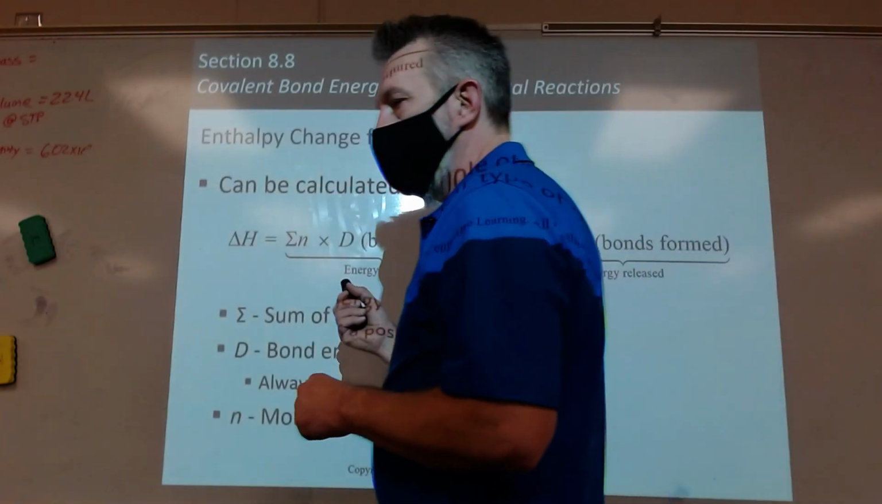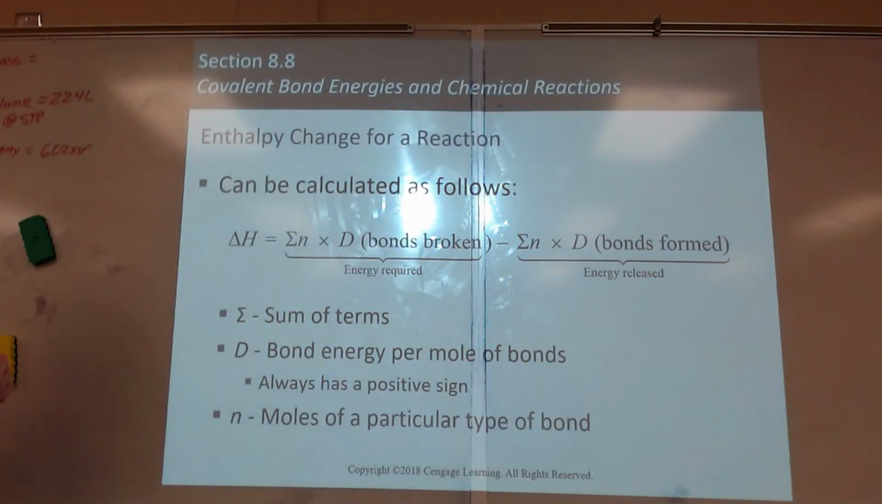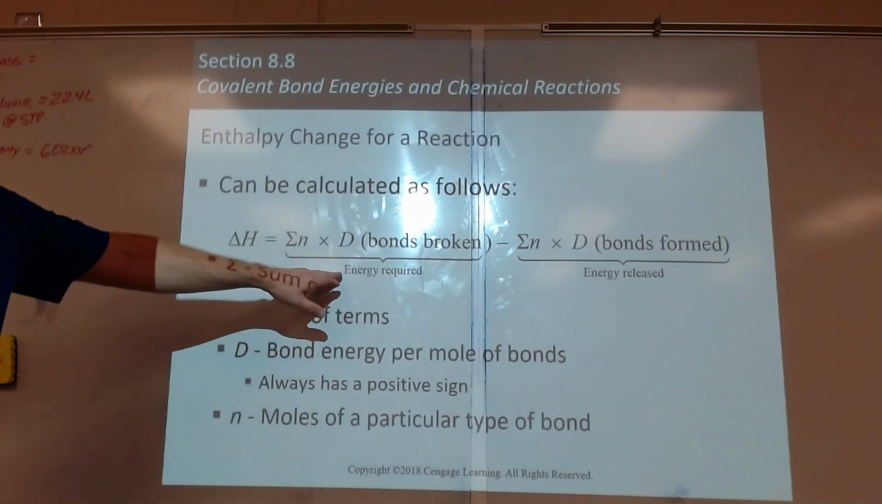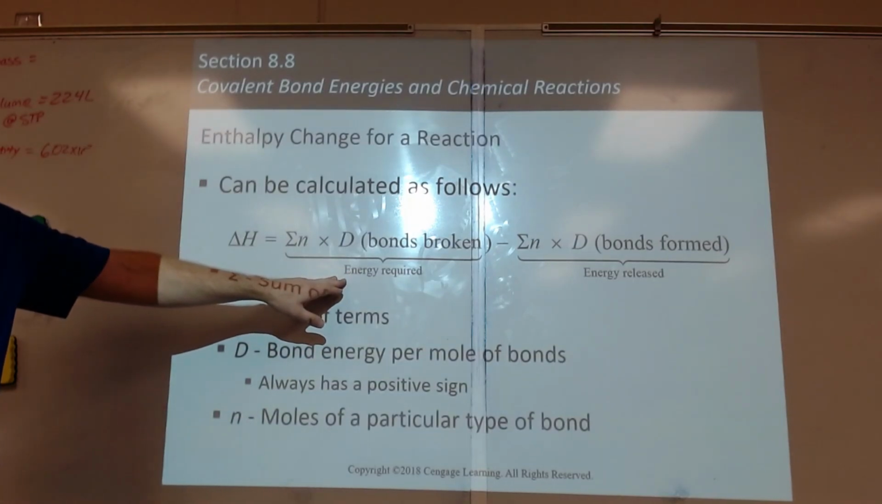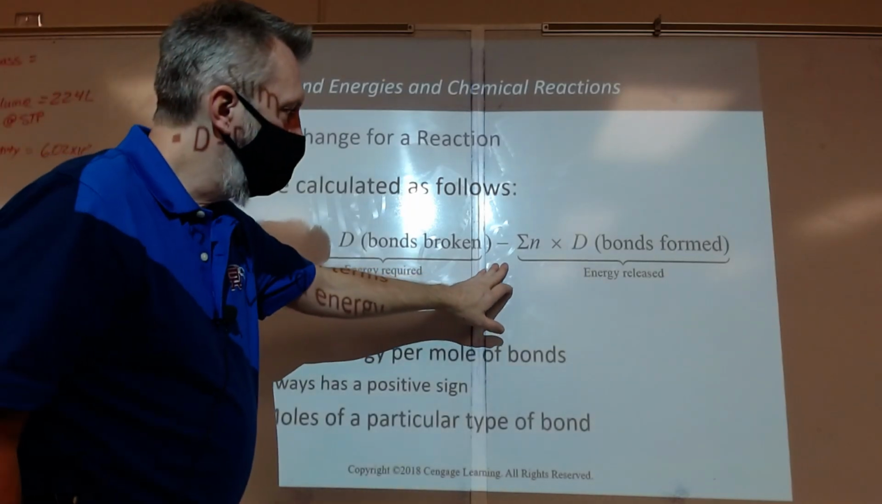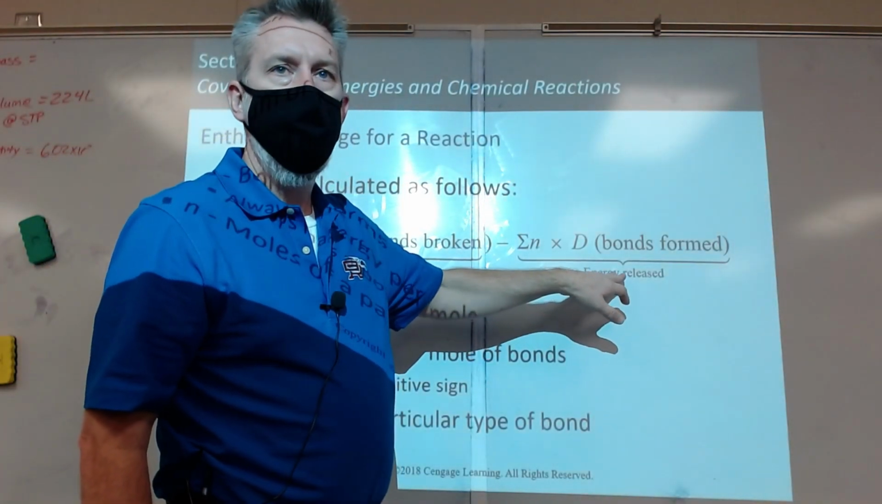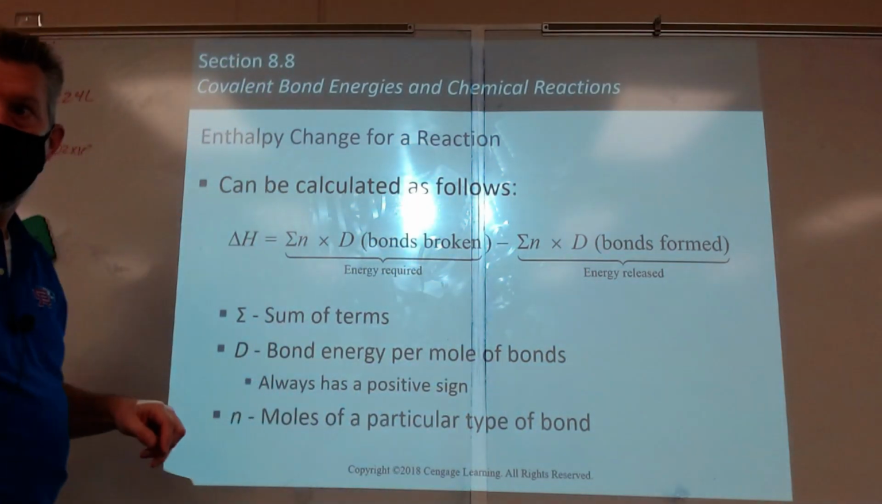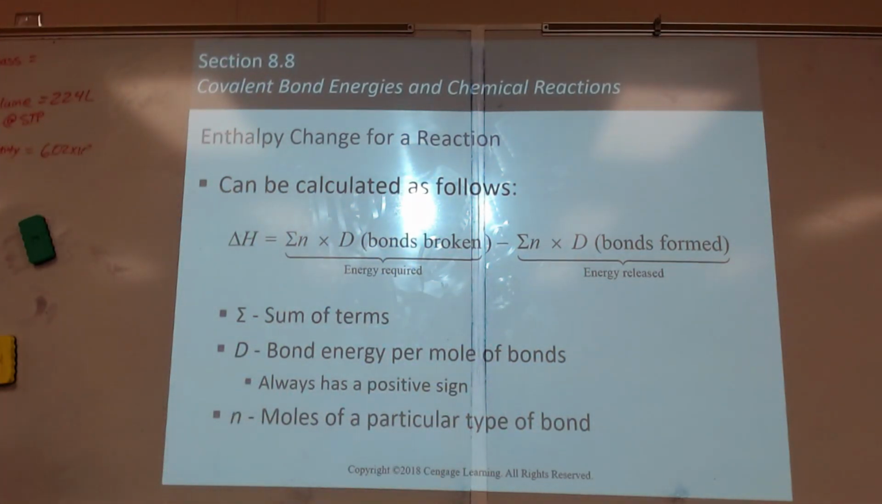And this should look very familiar. I can look at the delta H. You all seen delta H before, yes? Delta H is the sum of all of the energy required from breaking all of those individual bonds minus the energy released from forming all of the bonds. And you can use those little bond charts that we just looked at, the 8.5 table, 8.6 table, and add bond energies together.